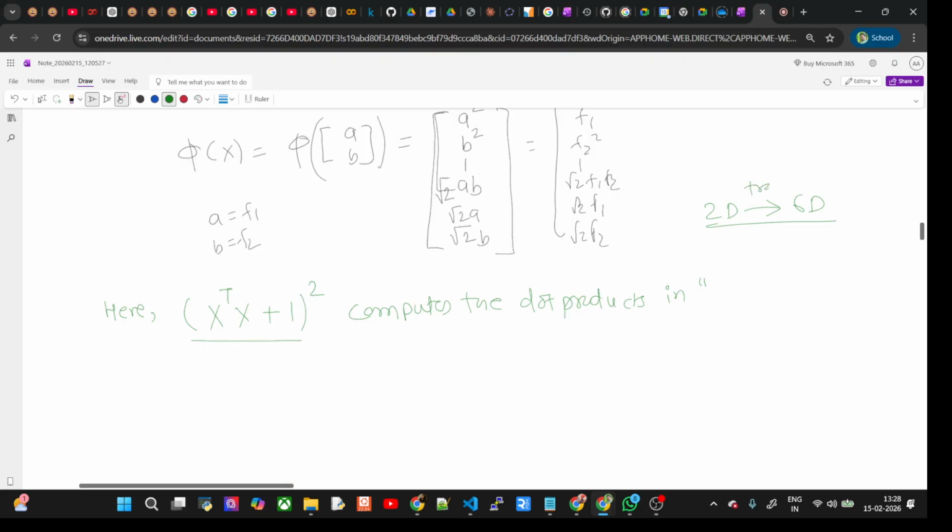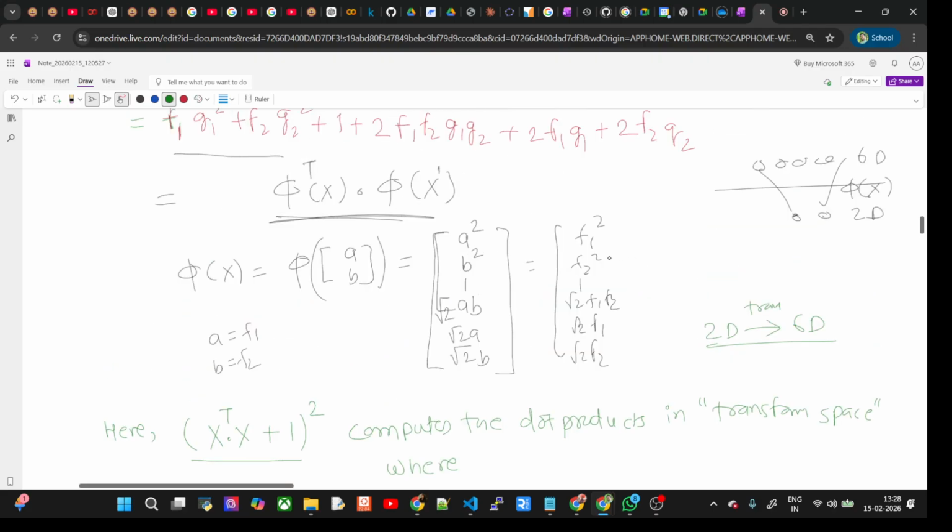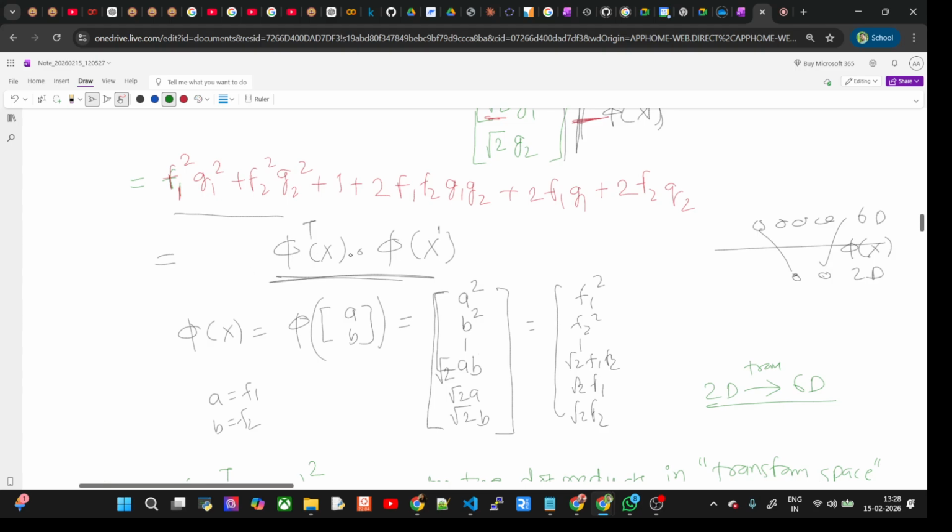So we are transforming this space into the transform space. The (x transpose x + 1) squared computes the dot product in the transform space, because it's calculating the dot product, what you have seen now, the f. This is a dot product calculation.